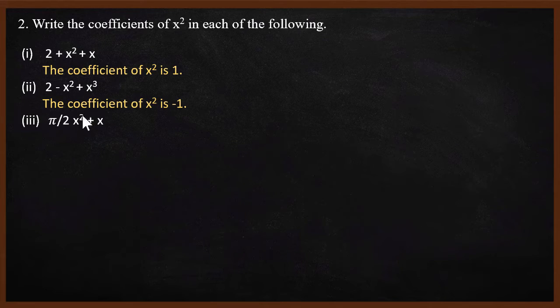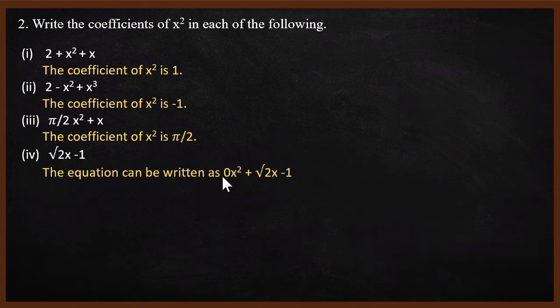Third one, what's the coefficient here? Look at that. It's pi by 2. So the coefficient does not have to be an integer or a whole number. It can even be something like pi by 2. Fourth one, what's the coefficient here? Do you see x squared here? No, you don't. This is an interesting trick question. There is no x squared here, but there is a coefficient of x squared. If you write the expression as 0 multiplied by x squared, which is 0, then the coefficient becomes 0. Okay, so that's the answer.